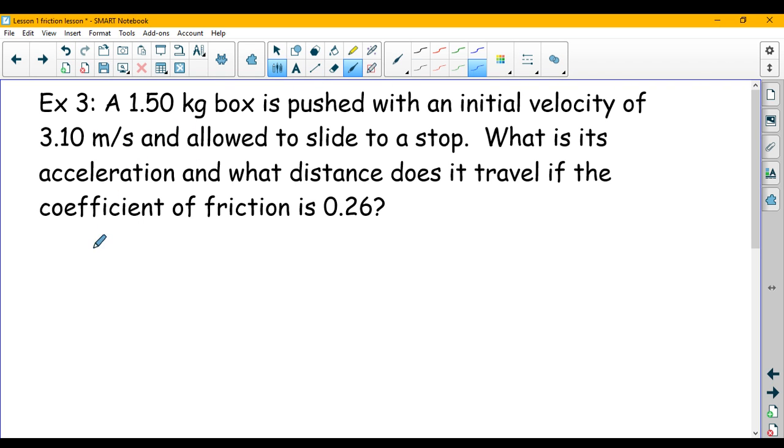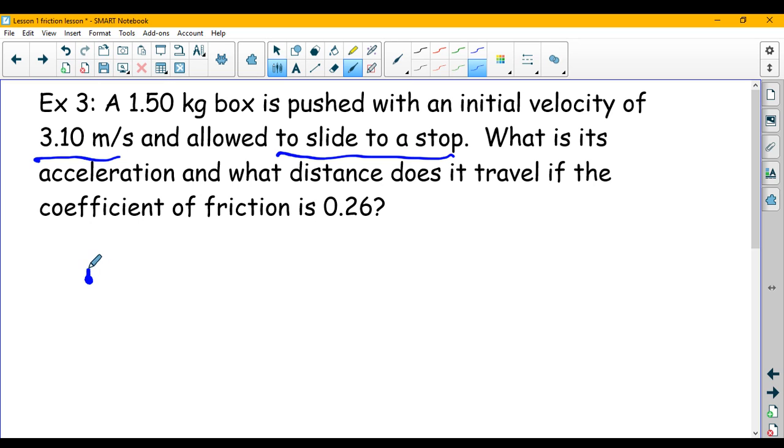Our next example. In this case, I have a box that's 1.5 kilograms. It's being pushed with an initial velocity of this, and it's allowed to slide to a stop. Now, I automatically know this is an unbalanced situation because it is sliding to a stop. It will have a change in speed. It will accelerate. It'll be a negative acceleration because it's slowing down, but it'll accelerate.